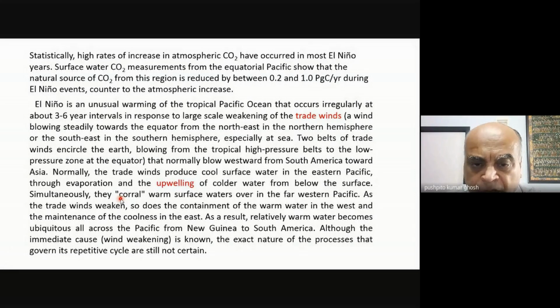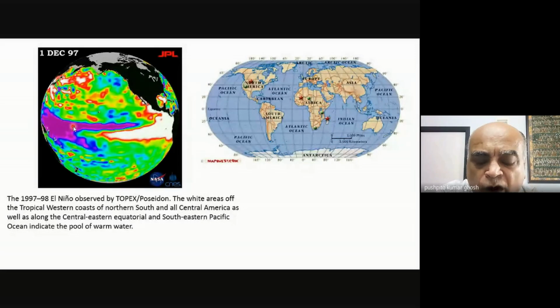Now, in El Nino years, when the winds are low, the warmer waters which had collected start spreading into the entire Pacific Ocean, and so the entire Pacific Ocean starts heating up. Obviously, when something is warm, the solubility of a gas is less. Solubility of a gas is typically higher at lower temperatures, so the ocean starts releasing carbon dioxide into the atmosphere. The water will now have less CO2, but the atmosphere will have more CO2.